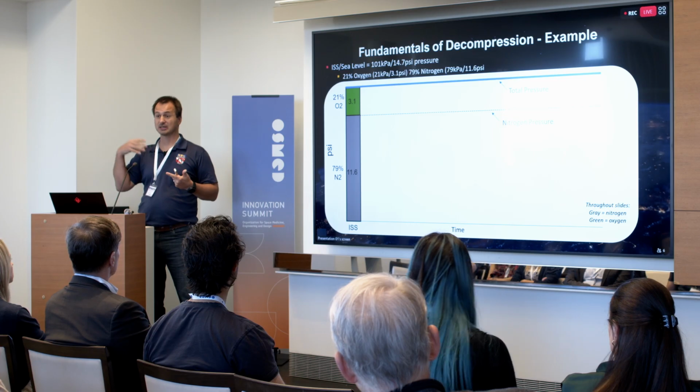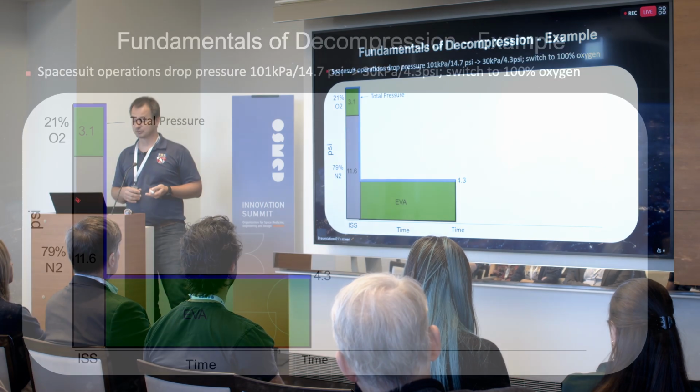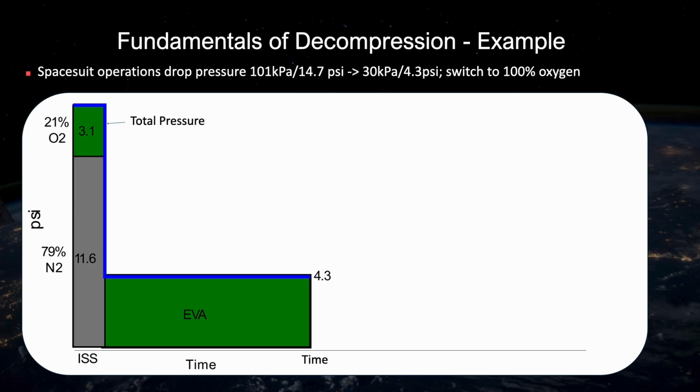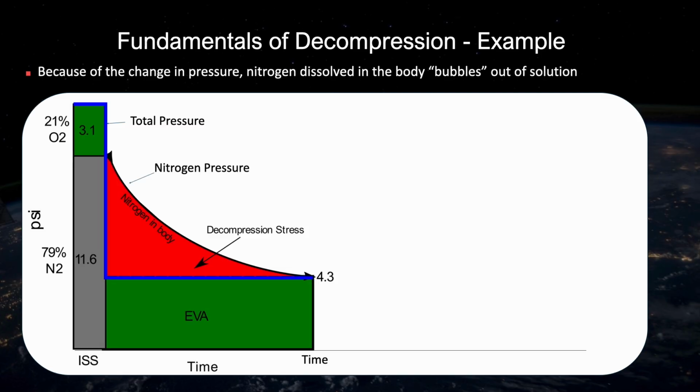So we want to make sure that we keep the oxygen there. So we're going to keep the green bar, get rid of that gray bar. So if we drop that, great, we've got an EVA. We drop it usually to about 4.3, which is just a historical number. But that gray bar, that nitrogen that's in the body, is trying to get out. And so all that nitrogen is basically forming bubbles. Again, soda bottle you've opened up too quickly, and you've got badness, decompression stress. We show it here with a red triangle that we're trying to get rid of.